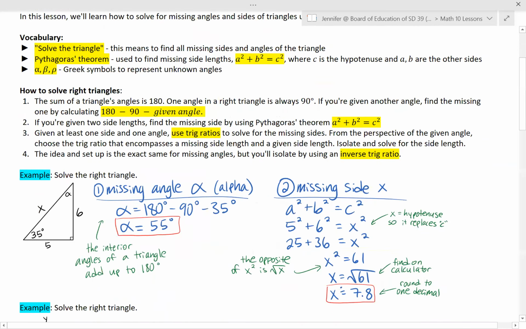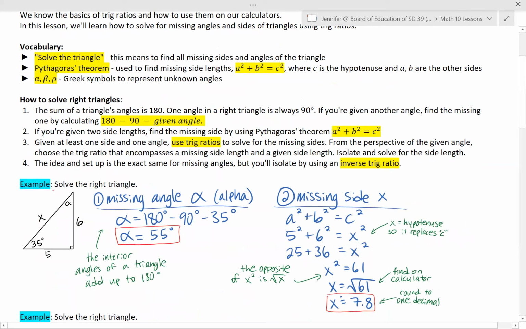So we'll start with an easier example. Solve the right triangle. So that means solve for all the missing angles and all the missing sides. We're given a lot of information here, but we have one missing angle labeled alpha and one missing side length labeled x. We'll solve the angle first, so the missing angle alpha.